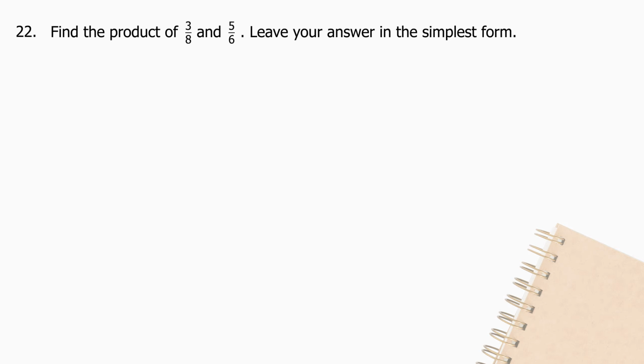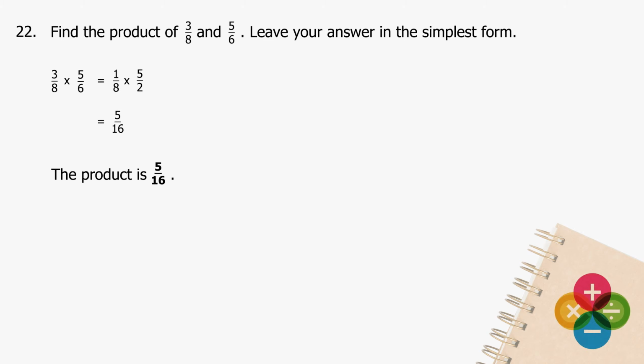Question 22. Find the product of 3/8 and 5/6. Leave your answer in the simplest form. The product of 3/8 and 5/6 will be: multiply 3/8 by 5/6, which is equal to multiplying 1/8 by 5/2, and the product is 5/16. The product is 5/16.